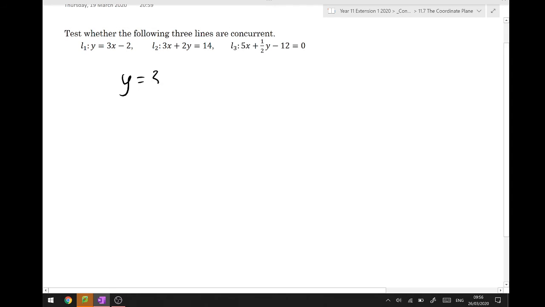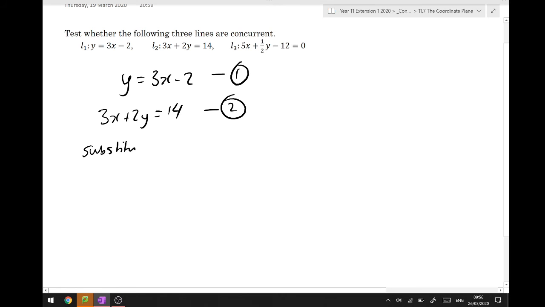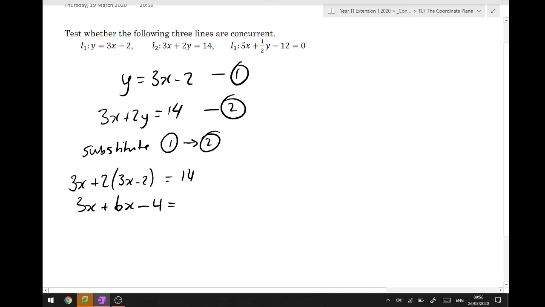So y is equal to 3x minus 2, and 3x plus 2y is equal to 14. Let's call this equation 1, and this one equation 2. So we'll substitute equation 1 into 2, because we've got y is equal to 3x minus 2. All you need to do is replace it. So we're going to get 3x plus 2 lots of 3x minus 2, and that will be equal to 14. So we're going to rearrange this by expanding and simplifying. So we get 3x plus 6x minus 4 is equal to 14.